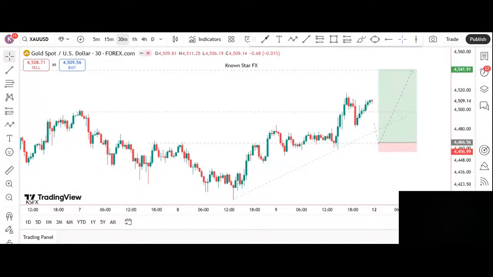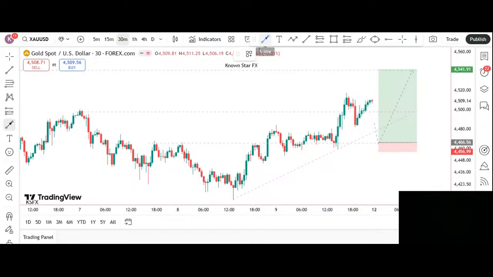So let me answer the question real quick. What if the market breaks below the support, just like Olaya is asking? Olaya, before digging deep, which support are you talking about? This one? Are you talking about this one?